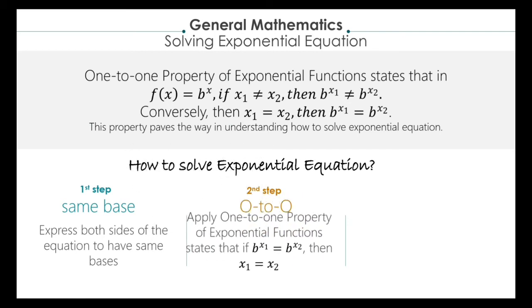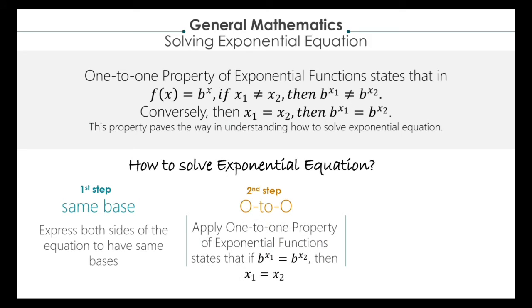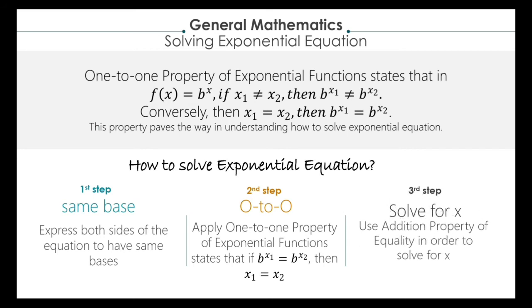You have to apply one-to-one property of exponential function that states that if b raised to x sub 1 is equal to b raised to x sub 2, then x sub 1 is equal to x sub 2. So, you can now finally equate your exponents since sa first step ay equal na yung base mo. And then, for the last step, you have to solve for x. Okay? So, you may use the addition property of equality in order to solve for x.